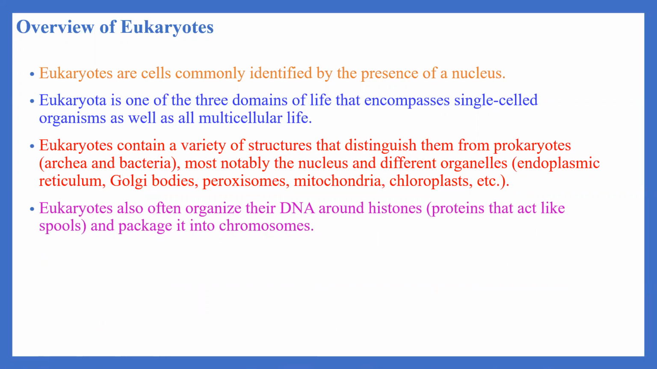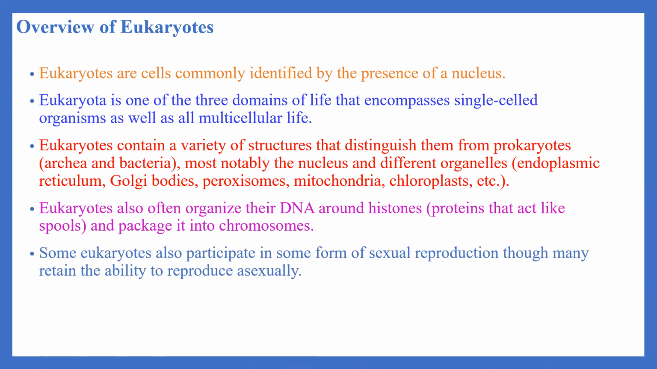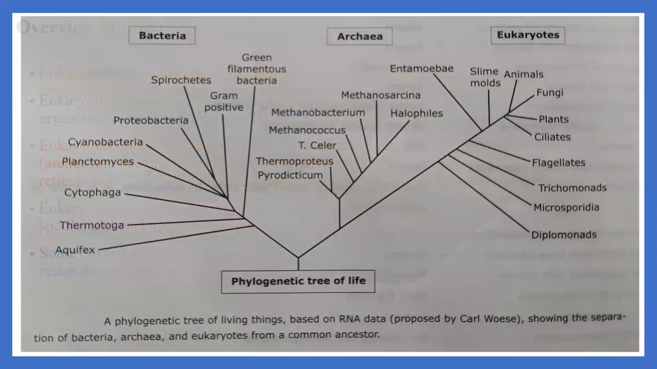Eukaryotes also often organize their DNA around histones. Histones are the proteins that act like a spool and package it into the chromosome. Some eukaryotes also participate in some form of sexual reproduction, though many retain the ability to reproduce asexually.